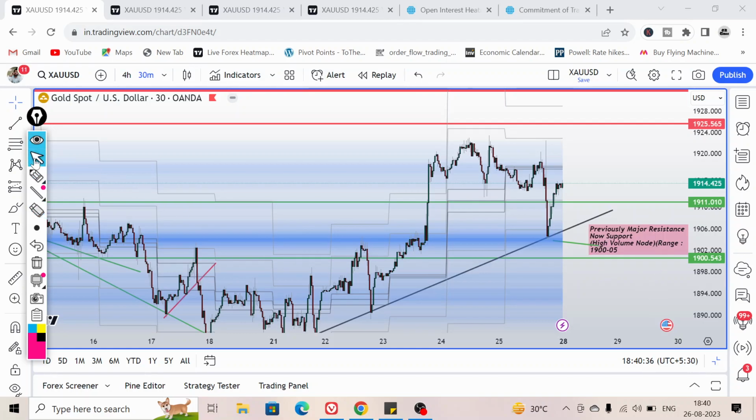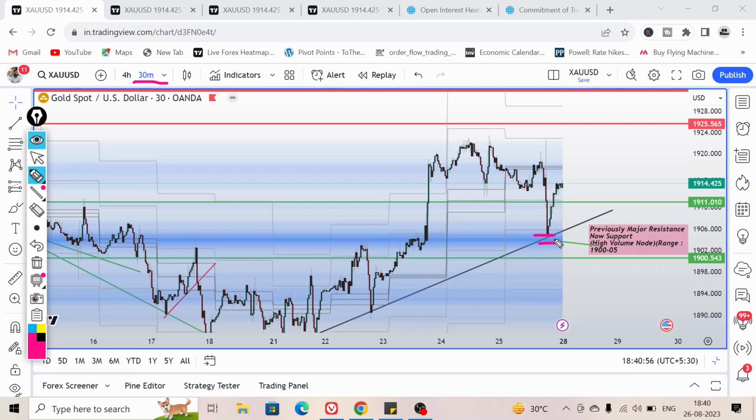So now for the intraday levels, what are the levels that we can watch for and take care of? So for the 30-minute chart, this is the 30-minute chart. The immediate support is the low of Friday.